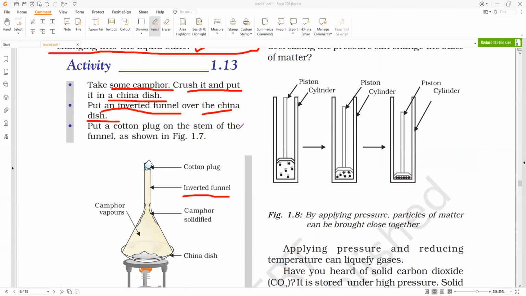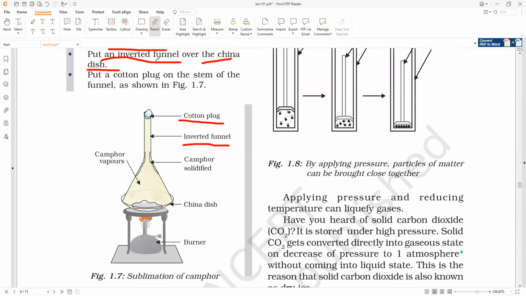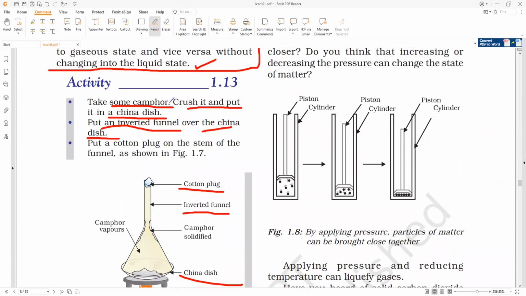Next, put a cotton plug on the stem of the funnel as shown in the figure. What is the use of the cotton plug? So that the fumes won't go out. Is it right or wrong, everybody? Now, in the china dish I kept the camphor. If I keep on heating, you can see, you take camphor or ammonium chloride. Not only camphor, you can take ammonium chloride or anything, whatever I told, so many examples.